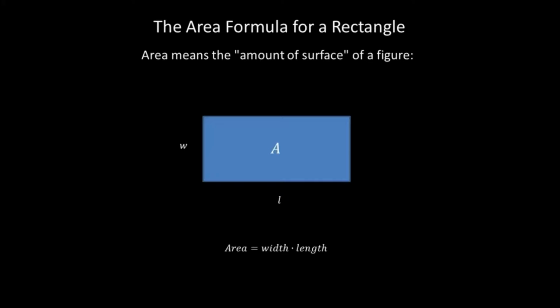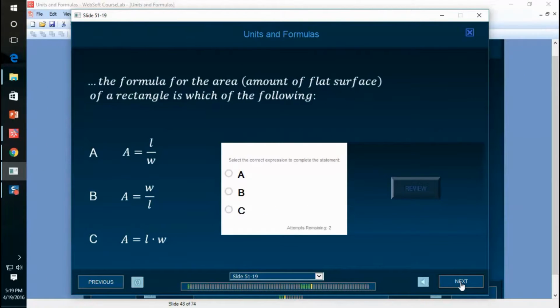We calculate the area by multiplying the width times the length. That gives us our area. And we express this with a formula in the following way. Capital A for area equals width times length. This is our area formula for a rectangle. The formula for the area, the amount of flat surface, of a rectangle is which of the following?